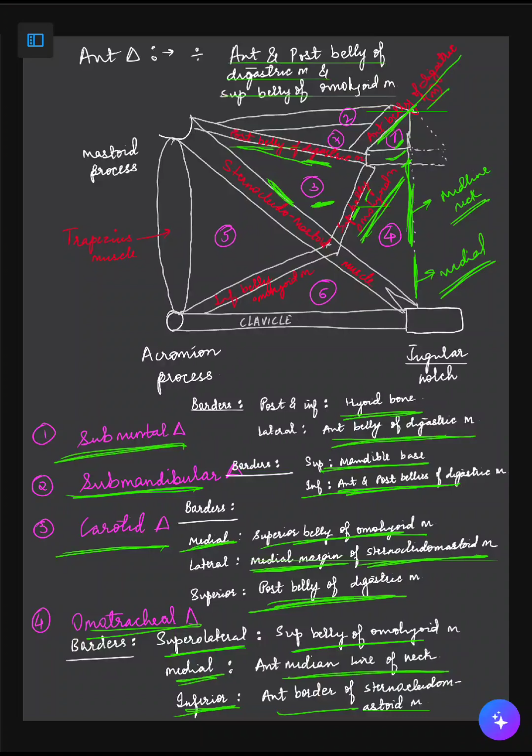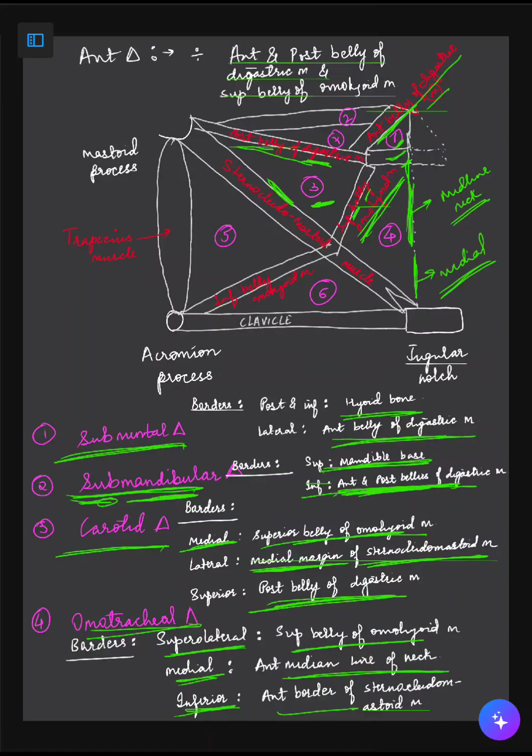Second is the submandibular triangle. Superiorly is the mandible base, because through the name only we are getting submandibular, meaning below the mandible. So superiorly there should be the mandible base, and inferiorly there would be the anterior and posterior belly of the digastric muscle. Now third is the carotid triangle.